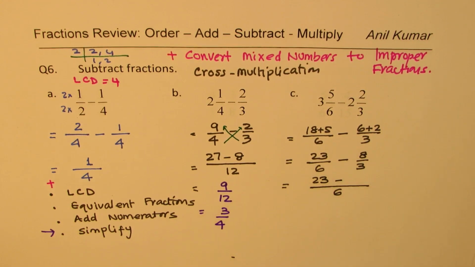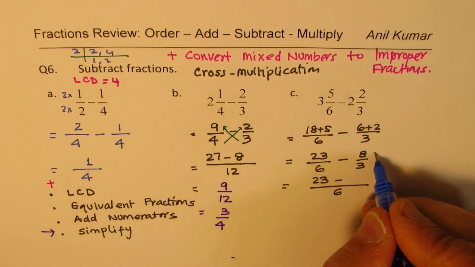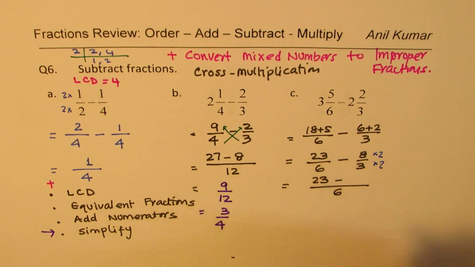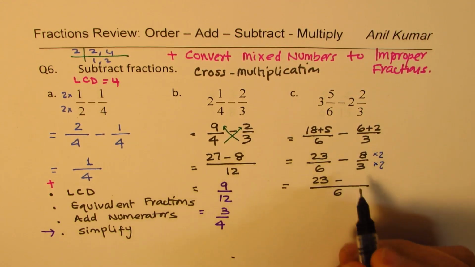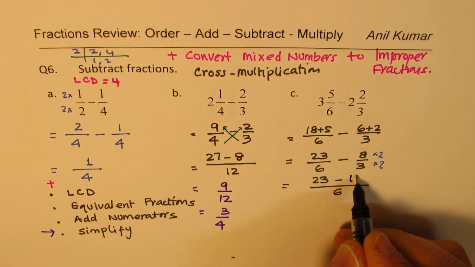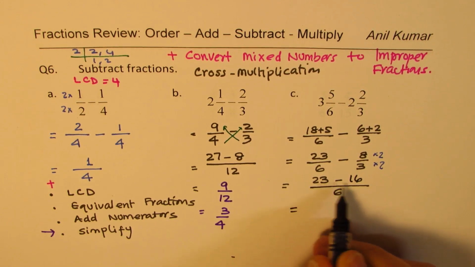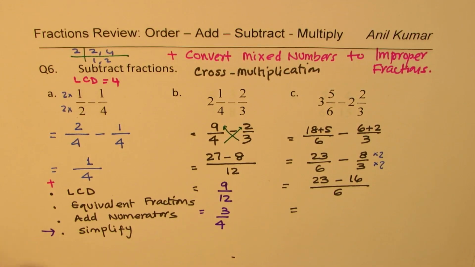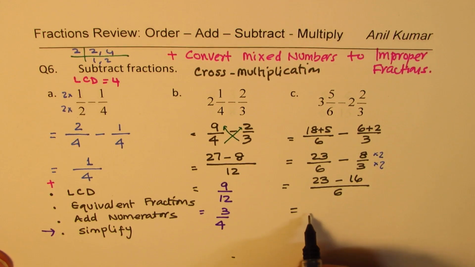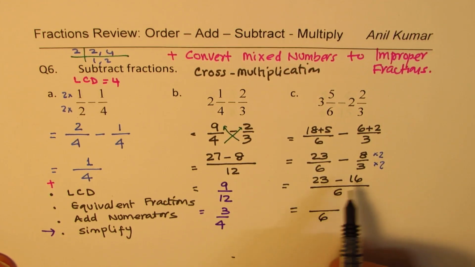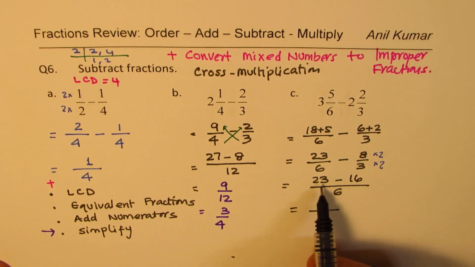Here, to make 6, I have to multiply both by 2, right? So I have to multiply both by 2 to get 6 here. So we get 8 times 2 as 16. So we get 23 minus 16 as our numerator. Now, we'll have the same denominator of 6 and we'll take away 16 from 23.